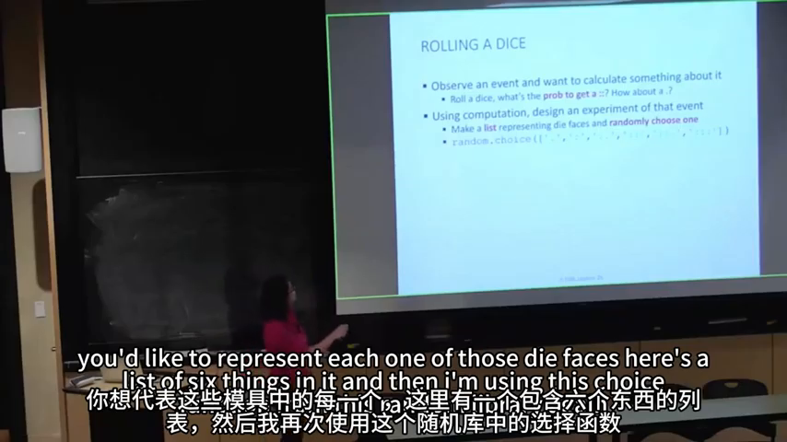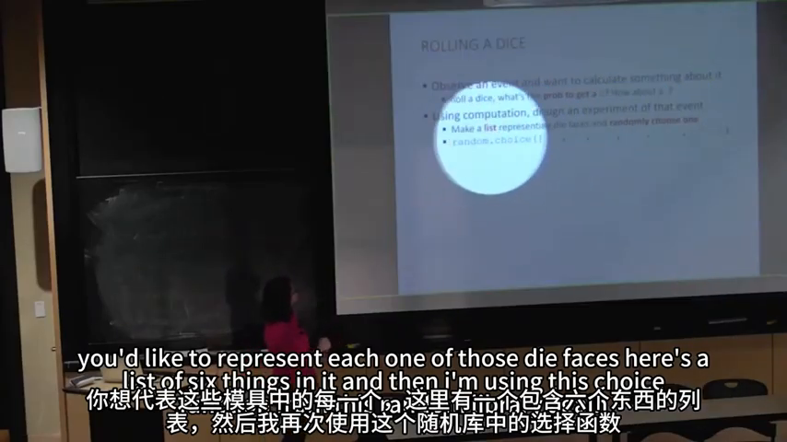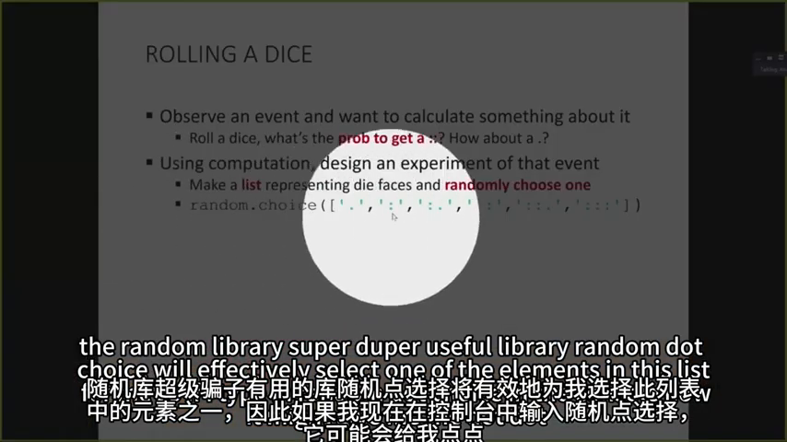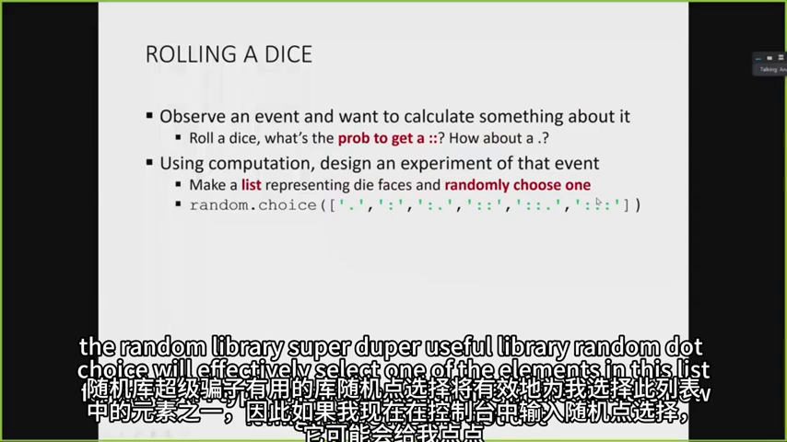And then I'm using this choice function from the random library. Again, the random library, super useful library. random.choice will effectively select one of the elements in this list for me.